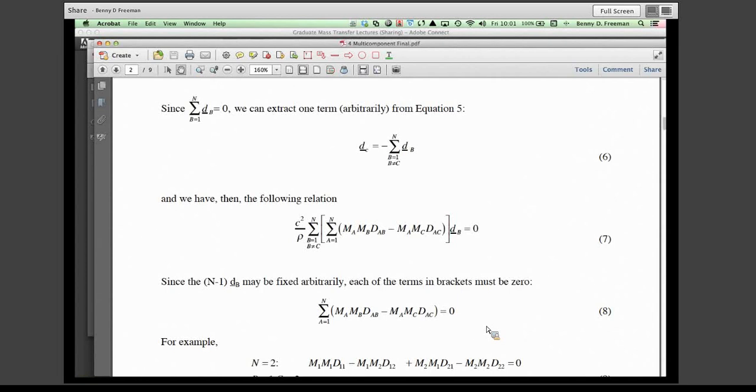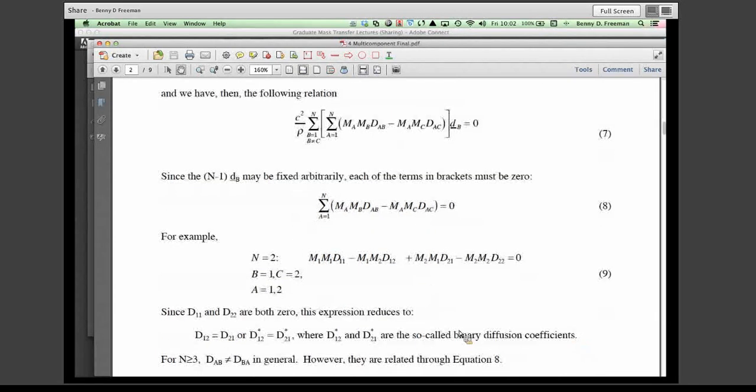And that means that the terms in brackets here have to be 0, and this provides further relationships between the multi-component diffusion coefficients, these DAB and DAC coefficients. And so, for example, if we have a binary system, that is, where n in all of these sums is just equal to 2, we can write out this summation, and if you do that, you'll get the results that are shown here.